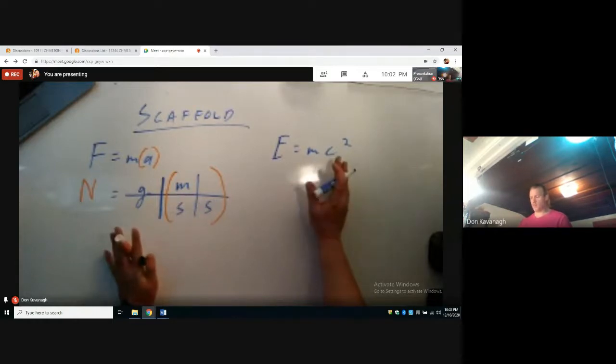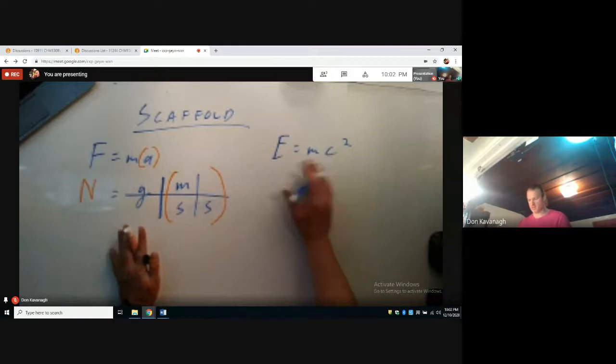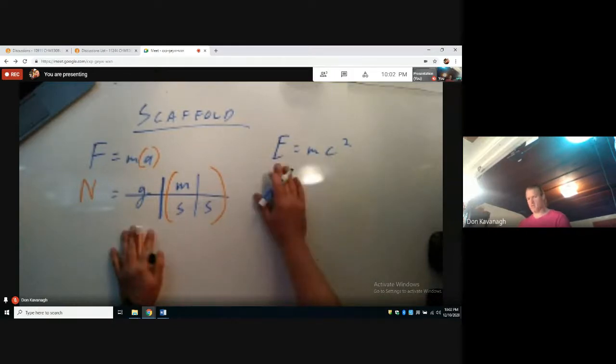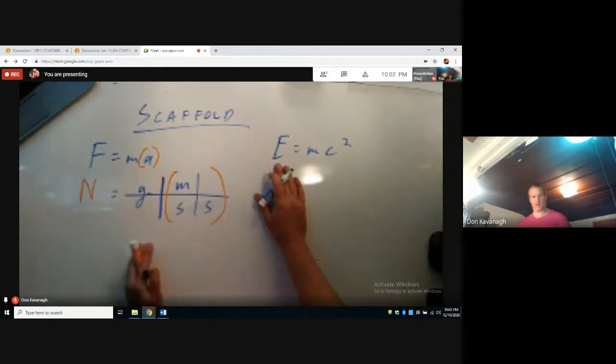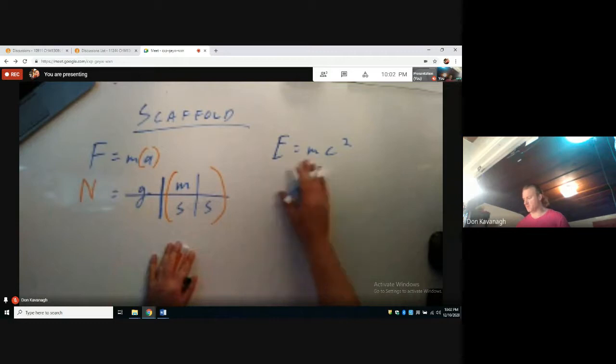Now, let's think about this. What are the units of E? Are they the same as force? Is this the same as F equals ma? I can look at the units and answer that question, how they're different or how they're the same. Mass is a unit we're going to give in grams.